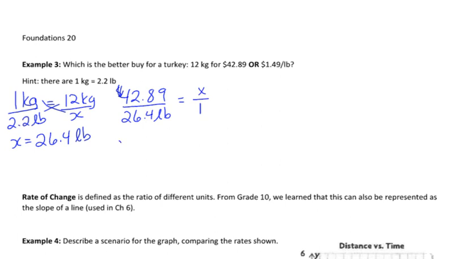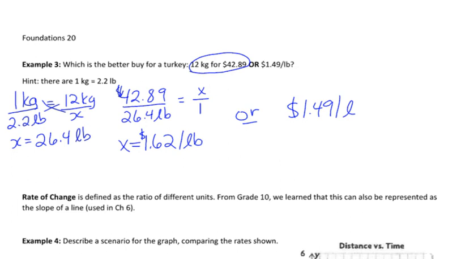So really we're just dividing the two. 42.89 divided by 26.4 is $1.62 per pound. That's for this one. Or is $1.49 per pound better?